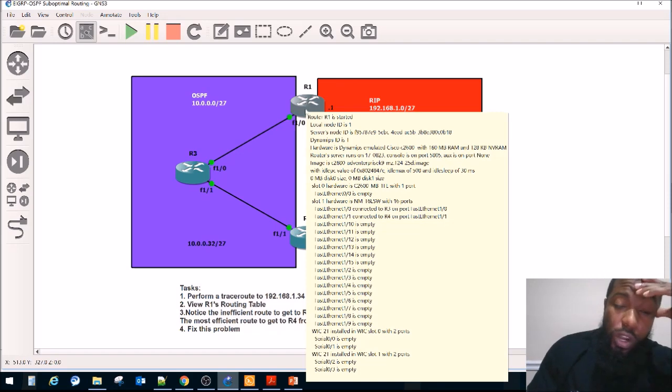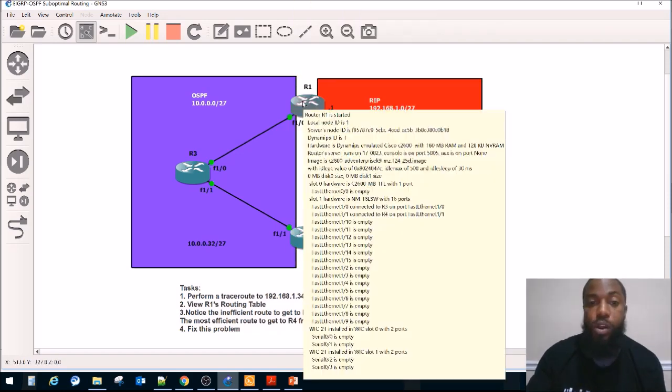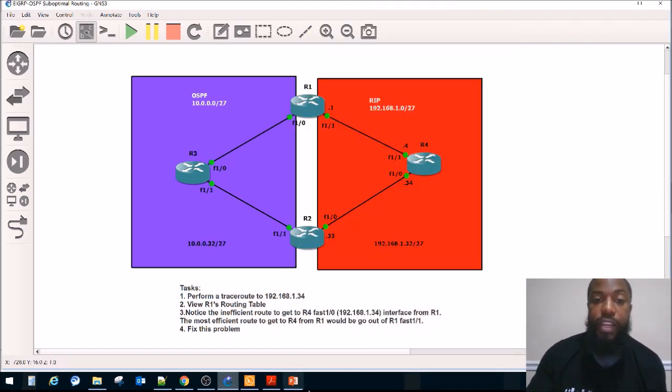Okay, take a look at this topology here. We got router 1 and router 3. That is router 1 right here and router 2, sitting in between two routing protocols. Router 1 is sitting in the OSPF domain as well as the RIP domain. Router 2 is doing the same thing, right? So they are our redistribution points.